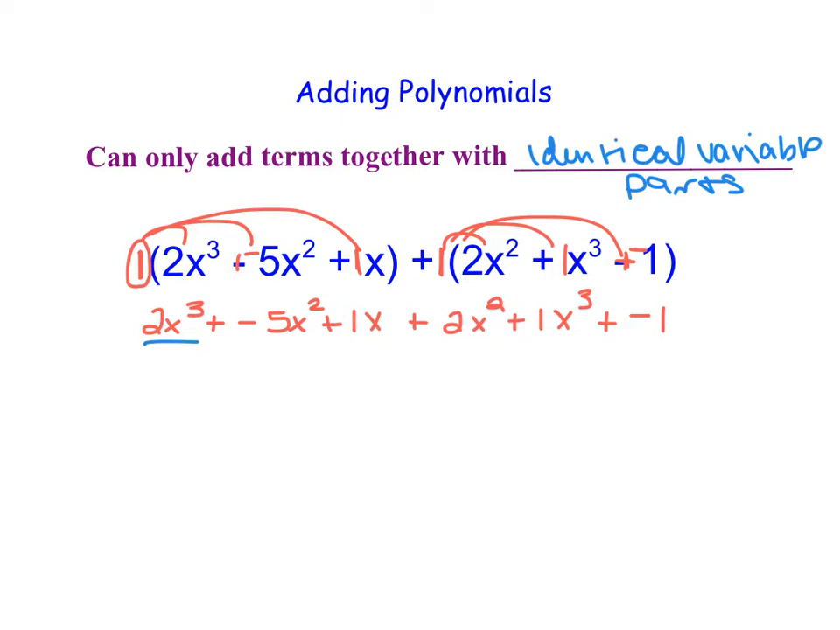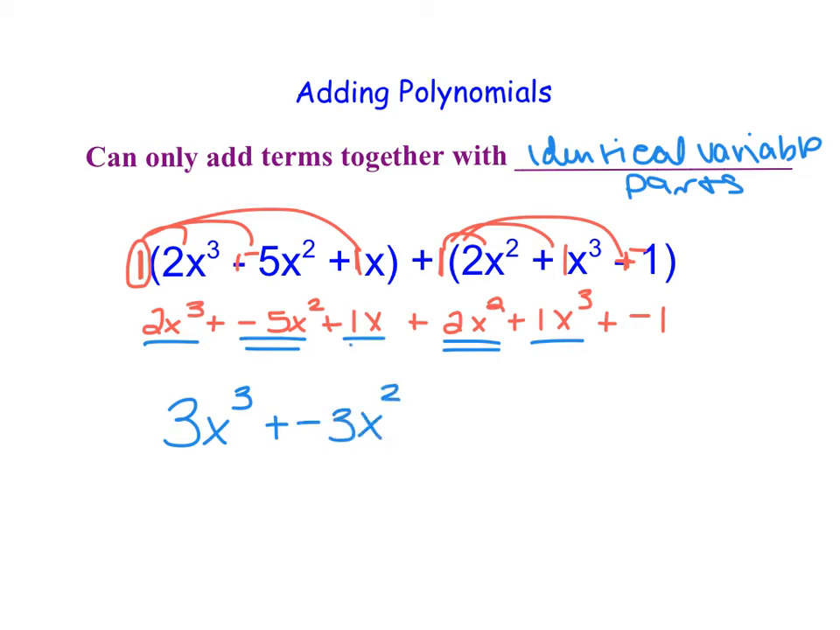And I notice if I look through all of my terms that there are two terms that contain the x cubed. And because those are identical variable parts, they can be combined together by simply adding their coefficients to be 3x cubed. 2 plus 1 is 3. Then from here I move on, and I notice that there are a number of x squareds. And here when I look carefully, I notice I have a negative 5x squared plus a 2x squared, and negative 5 plus 2 gives me a negative 3x squared.